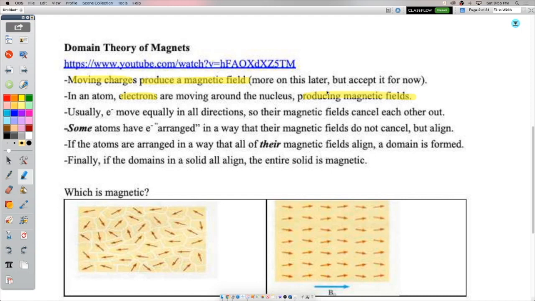It's going to talk about quantum mechanics, which we will talk a little bit about, but we haven't yet, okay? But the general overview it gives of domain theory, I think, is good. So if it's starting to lose you a bit, don't worry, it's going to come back. They're going to kind of break down the criteria, what all has to happen in order to make a permanent magnet.